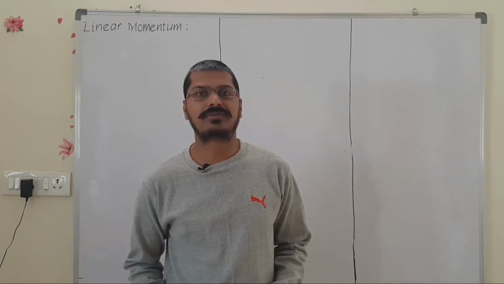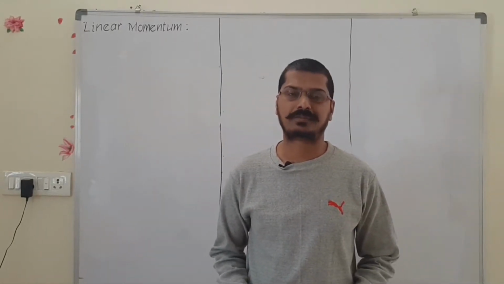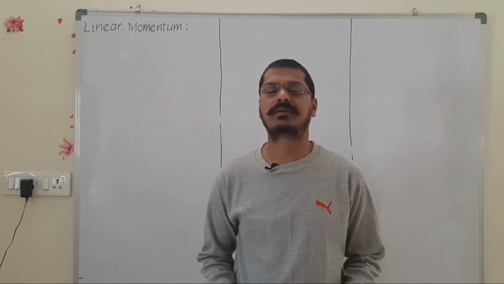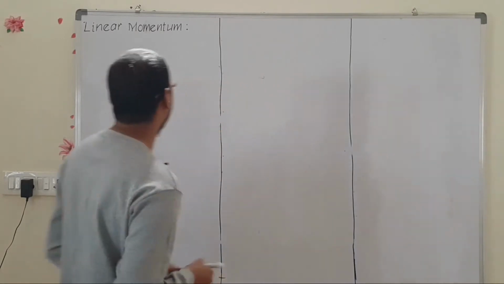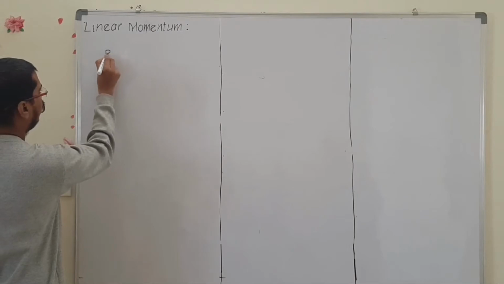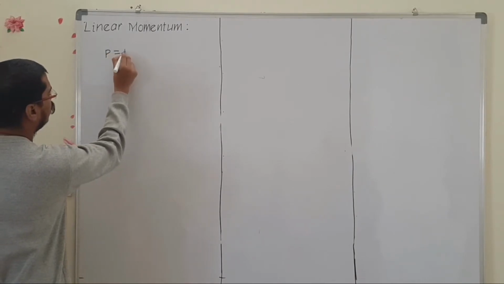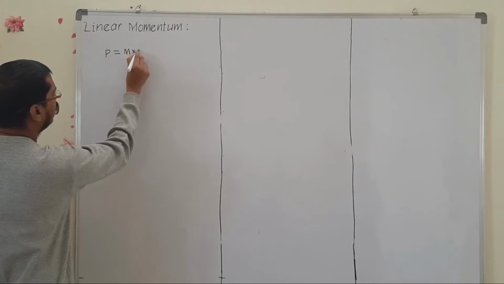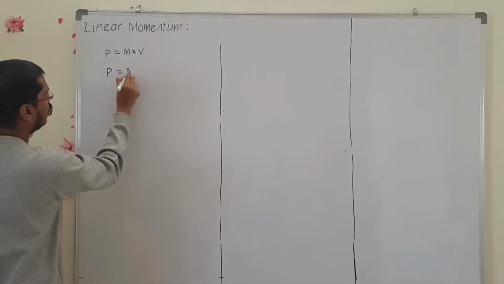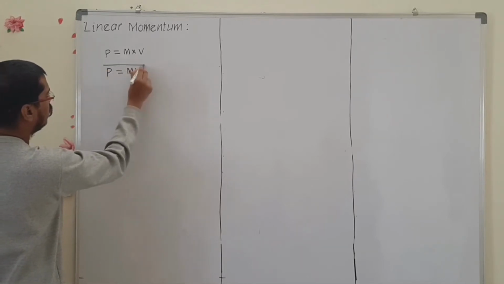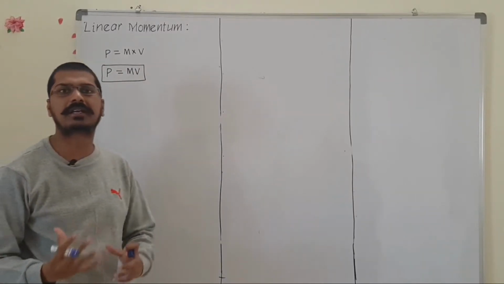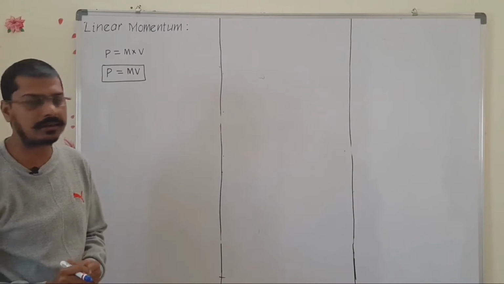Everyone, today we are going to discuss linear momentum. In this linear momentum, we are going to discuss the different cases of how we have to find the change in momentum. Generally, linear momentum is represented by P equals mass into velocity. P is equal to mass into velocity. This is linear momentum.